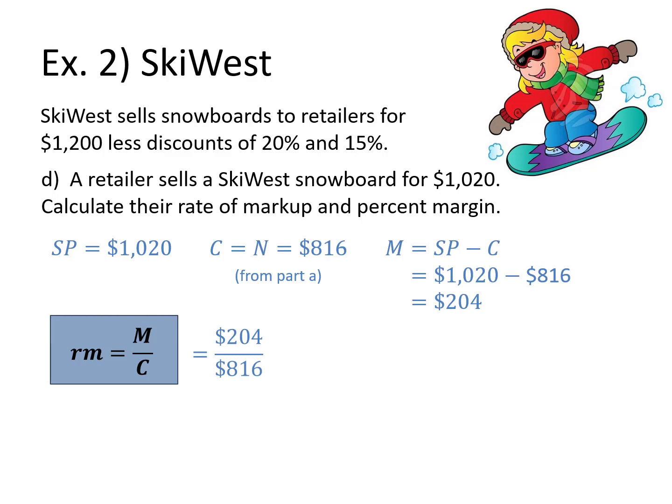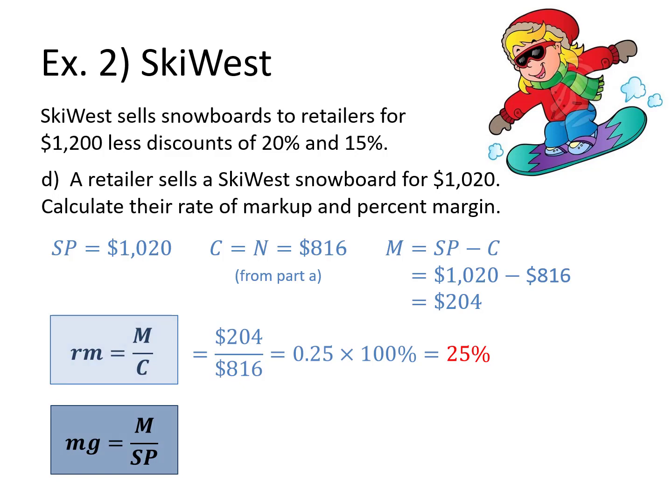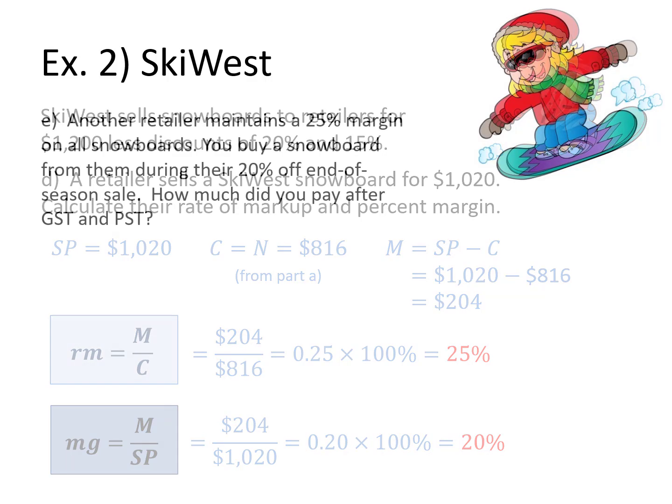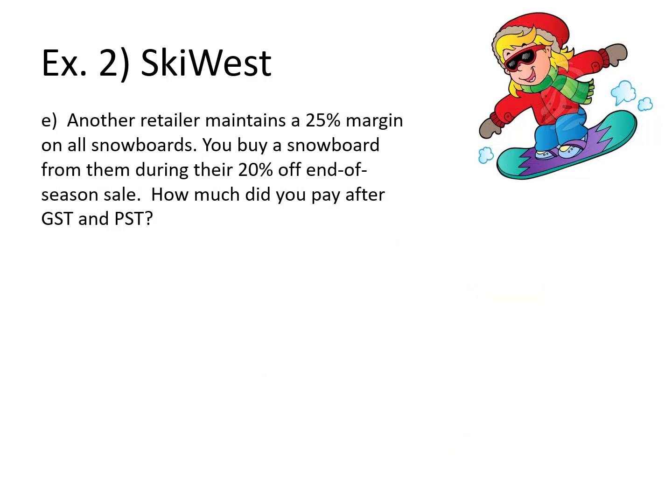Now let's calculate our rate of markup that's associated with that. It's $204 profit or markup divided by $816 cost, giving me 0.25 or 25%. The percent margin is our markup divided by our selling price. So that is going to be our $204 markup divided by our selling price of $1,020, giving me 0.2 or 20%.